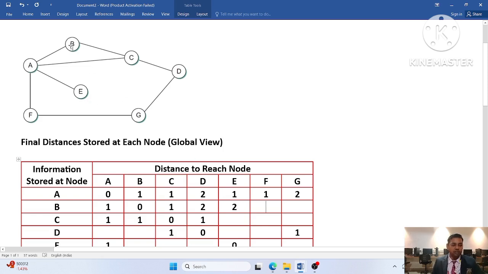So B to F, B to A is 1 and A to F is 1. So 1 plus 1, the hop count is 2 here. And for G, you can go in 2 different paths. That is via B also you can traverse, or via A also you can traverse. Anyway, if you come, the cost will be 3. So B to C is 1, C to D 2, and D to G is a third hop, so 3. So the value is 3 here.